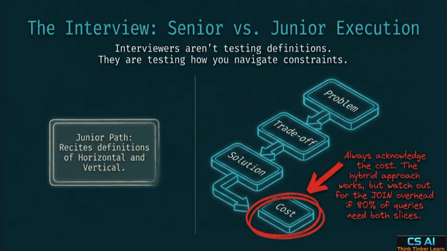When you are in the interview room, don't just recite definitions. That's the junior path. The senior path is about navigation. Start with your problem, define your trade-offs, present your solution, and then critically acknowledge the cost. If you suggest a hybrid split, mention the join overhead. Show them you understand that every architectural win comes with a price tag.